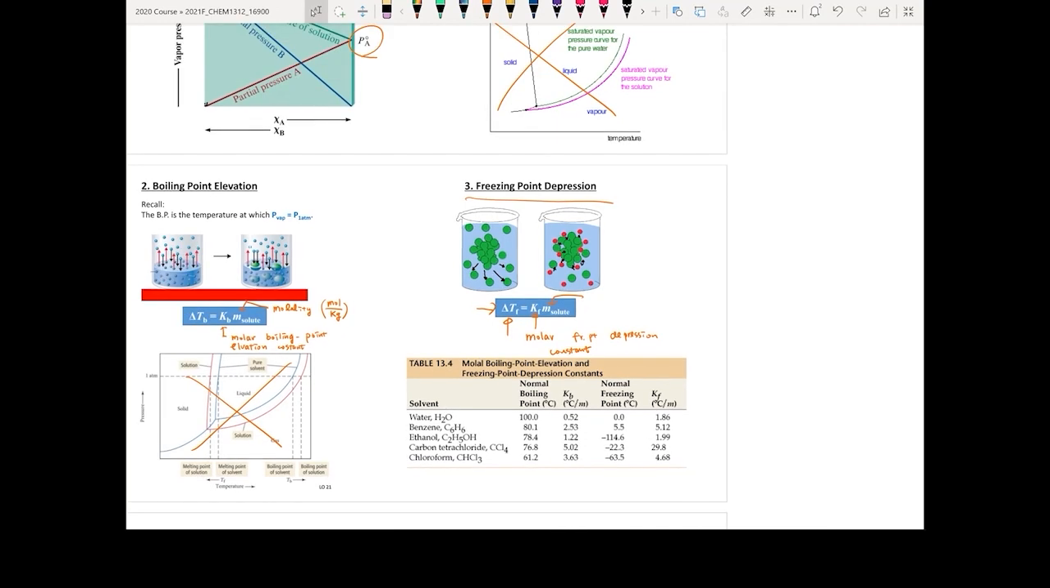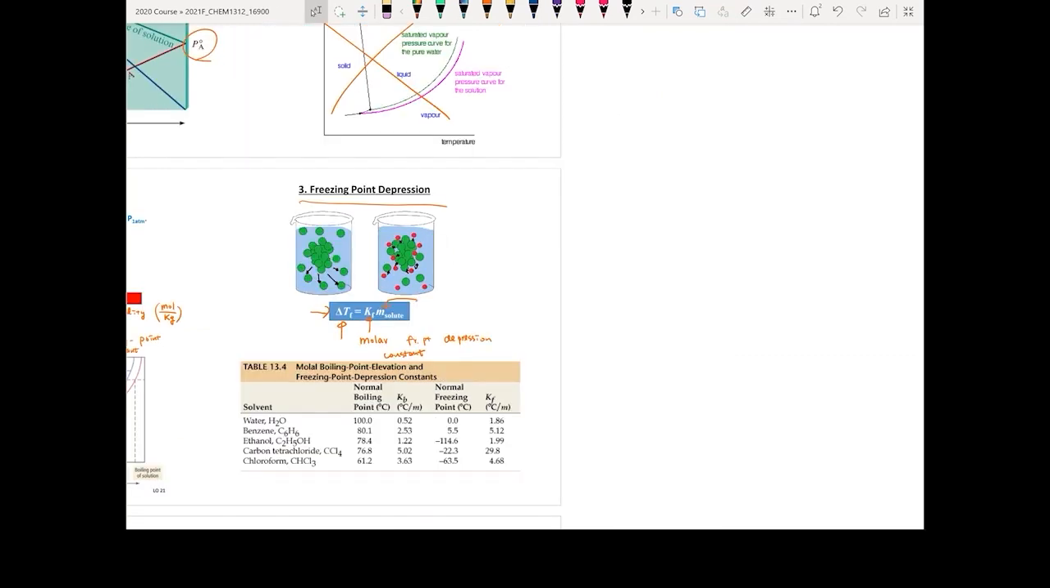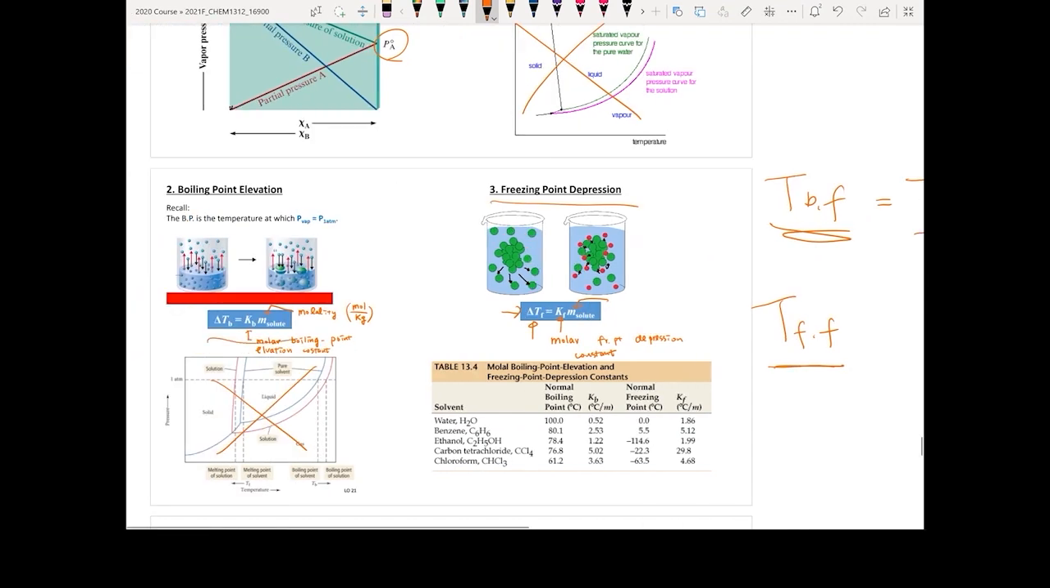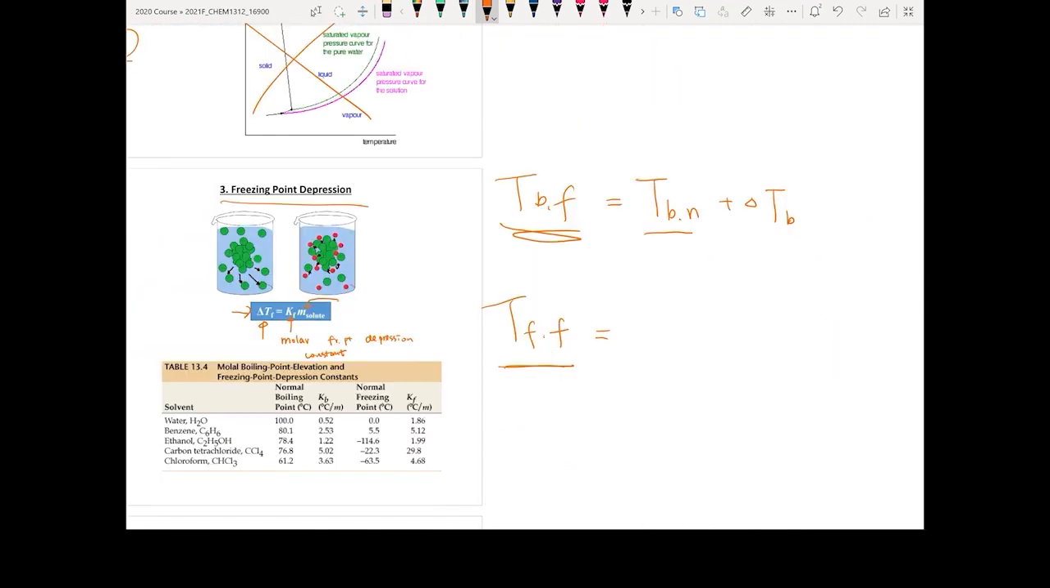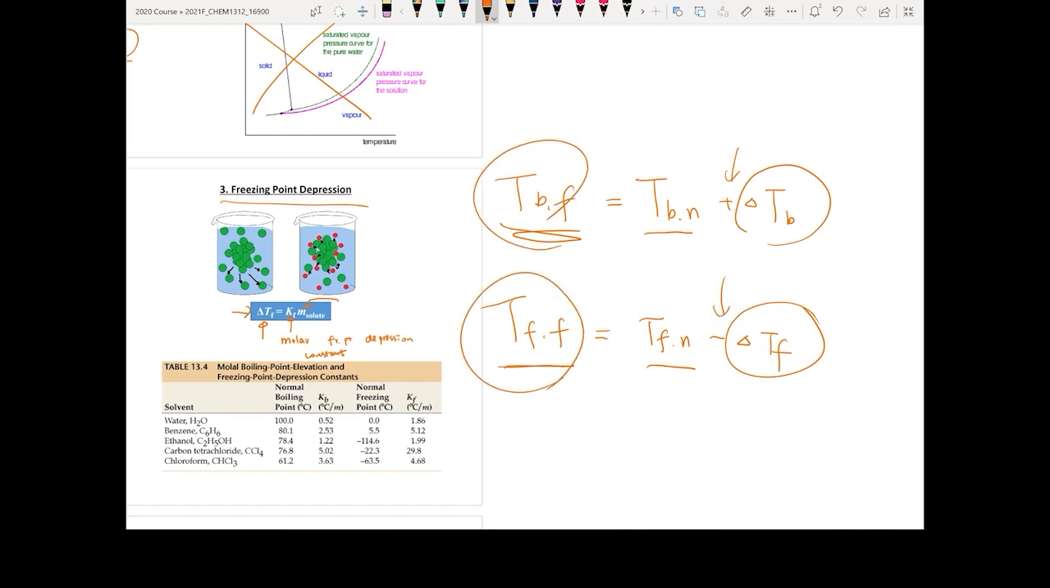But in your homework, there's another thing it's going to ask you. Instead of asking what the temperature change is, it's going to ask what the final boiling point and the final freezing point are. Because once you throw in more solute, the boiling point is going to increase. So your final boiling point will be the normal boiling point plus your delta TB, where delta TB is calculated using this equation. How about your freezing point? Freezing point should be your normal freezing point minus delta TF. You need to know whether you should plus or minus so you can calculate the correct final freezing point and boiling point.